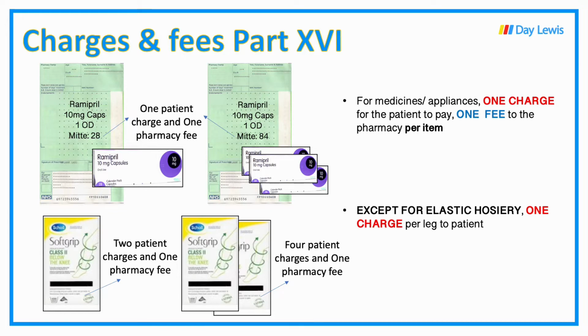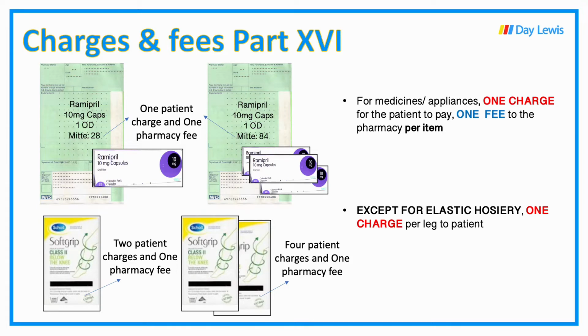The only time this would differ is if the patient came in and said, I'm going on holiday, the doctor has given me 2 prescriptions, each with 28 capsules on each prescription. In that scenario, because they are on separate prescriptions, unfortunately you'd have to charge the patient twice and you'd get 2 pharmacy fees. But as long as the quantity is written on one prescription, for example with the Ramipril 10mg capsules, 1 a day to give 84, that will just be one charge and one pharmacy fee.